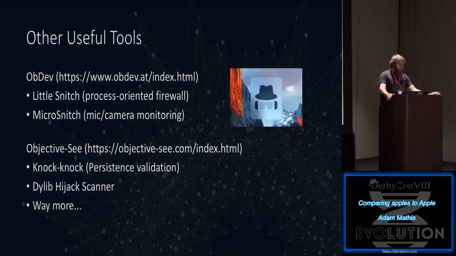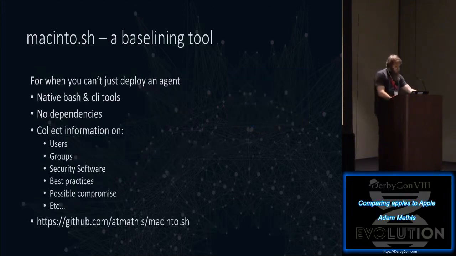The Dylib hijack scanner is a great tool. KnockKnock is something that checks things like cron jobs and other persistence mechanisms. And then last, I created a little tool called Macintosh. It's open source. It is super alpha.